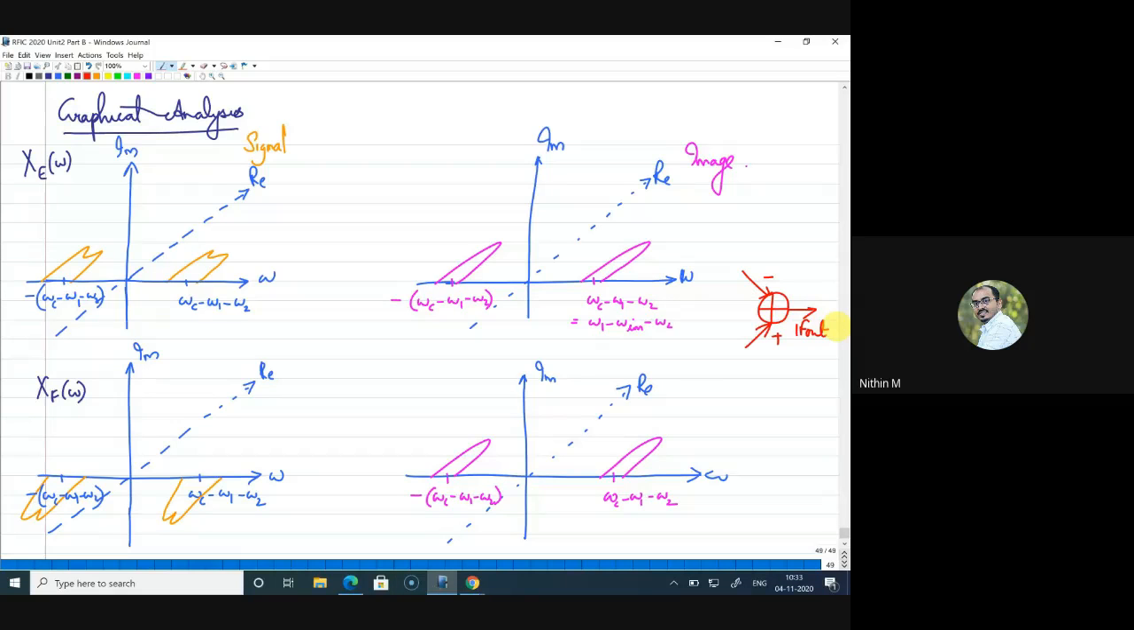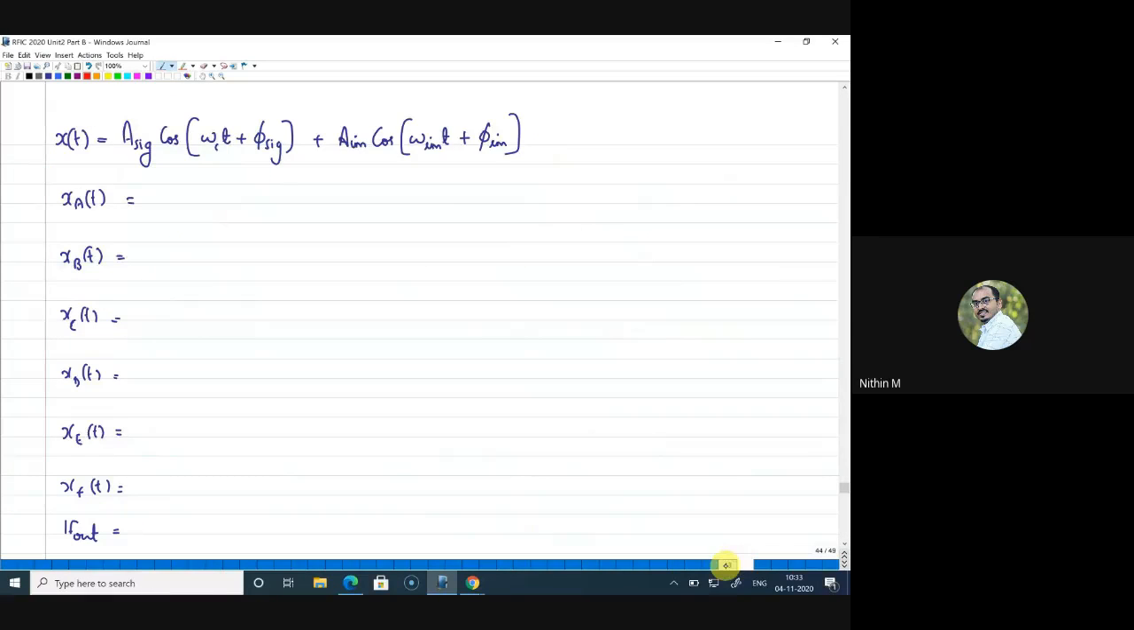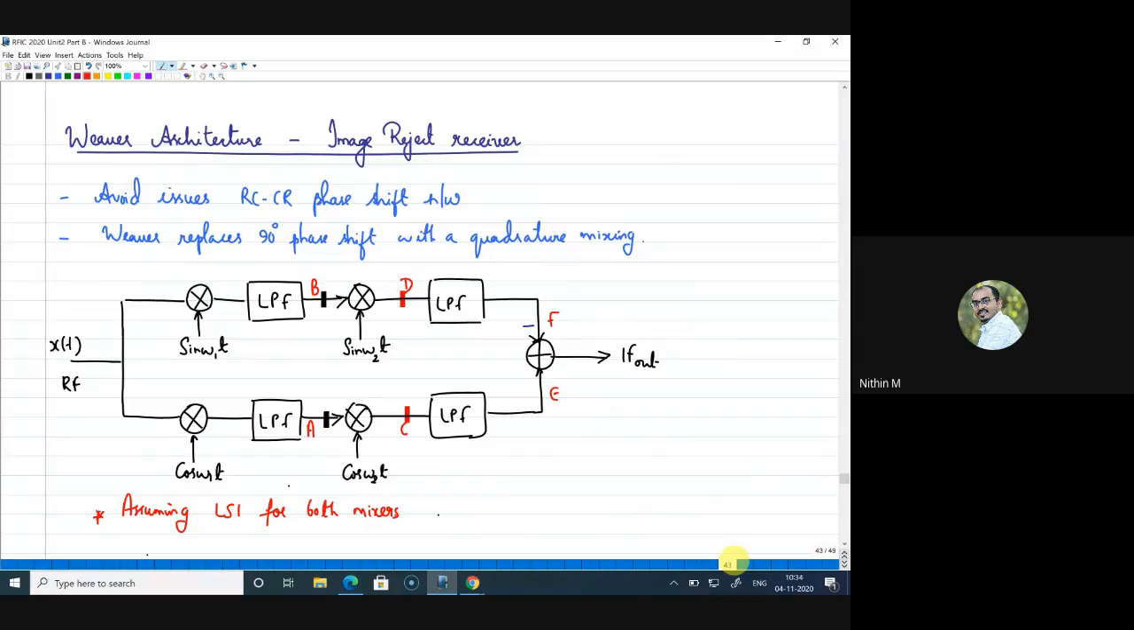I hope this is clear. Are there any doubts on this? Any doubts? So looking back at the architecture, this is the architecture, and we have analyzed it both analytically and graphically. If you have doubts, we can discuss.